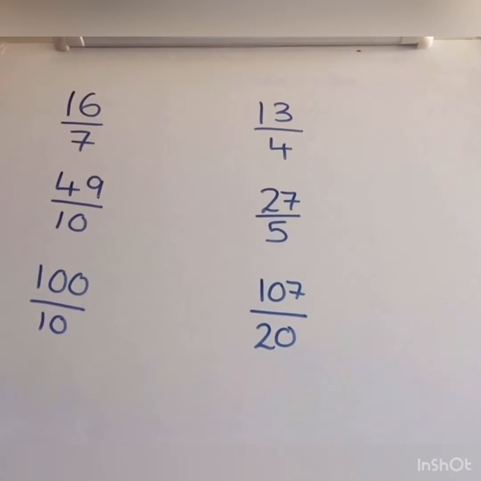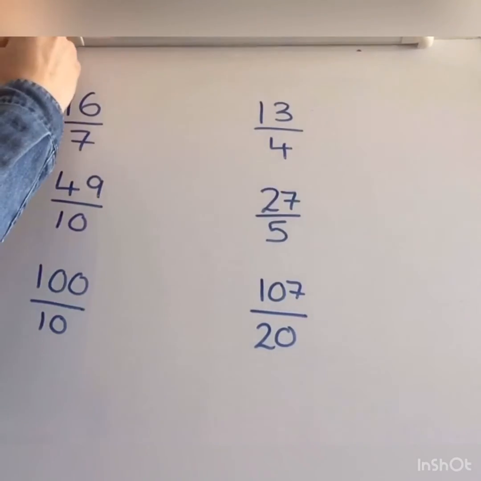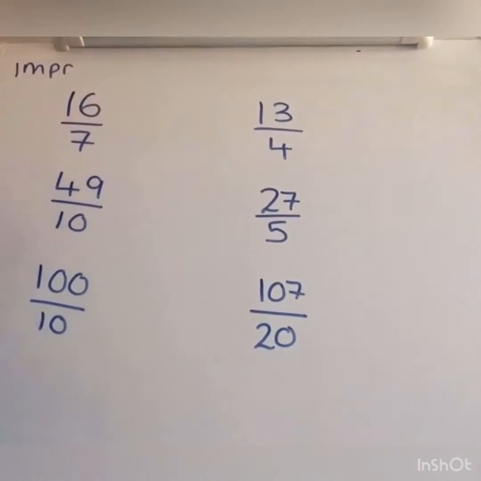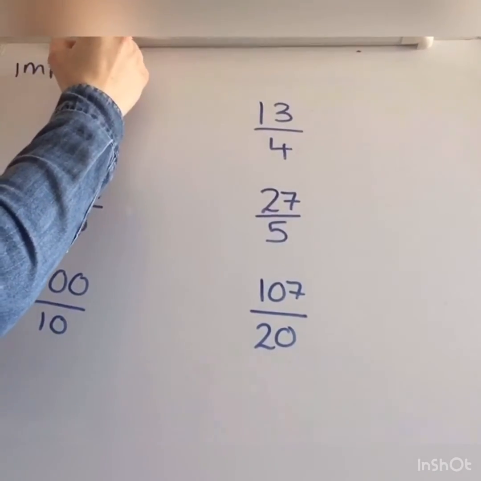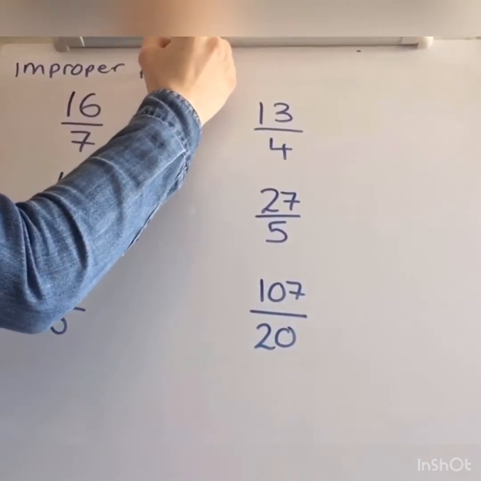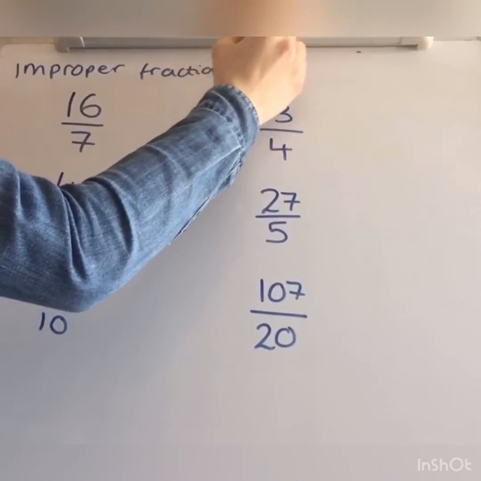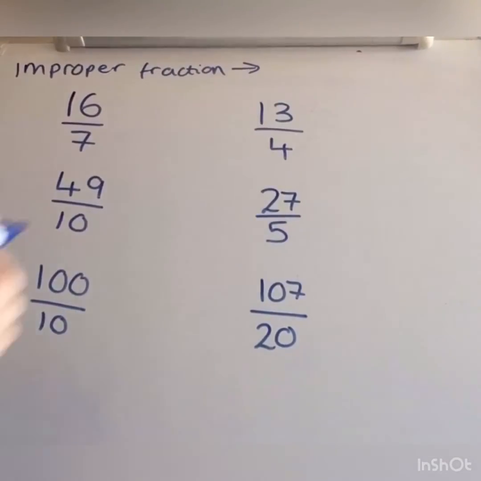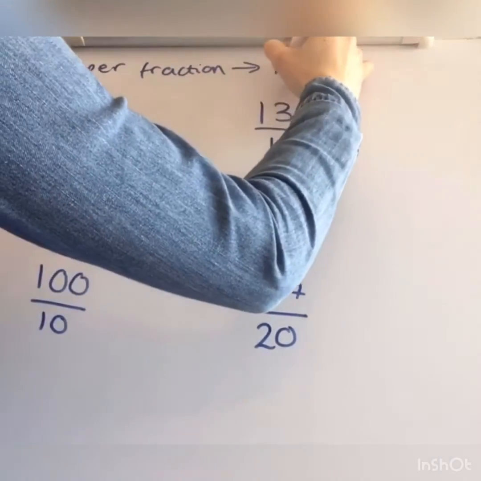This next part of the lesson teaches you to do something that we have actually spoken about in the previous parts of the lesson. And it's converting what we know as an improper fraction, otherwise known as a top-heavy fraction, into a mixed number. So a mixed number is mixed between whole numbers and fractions.